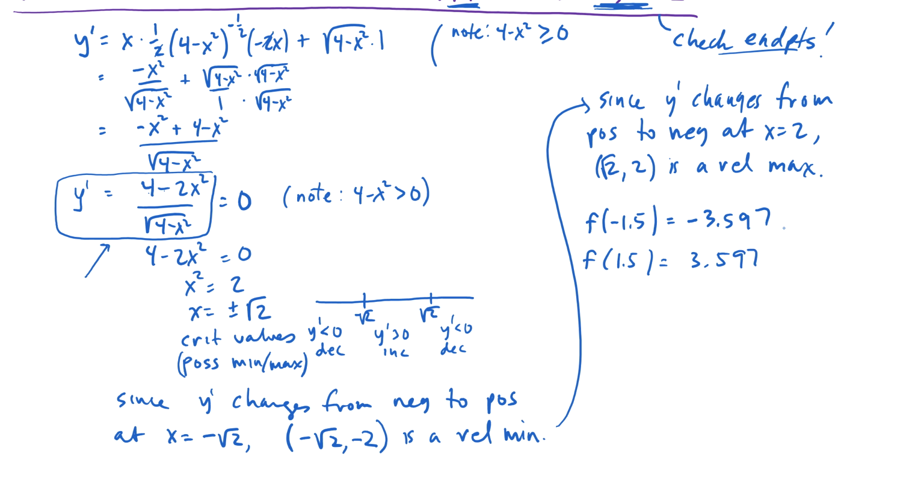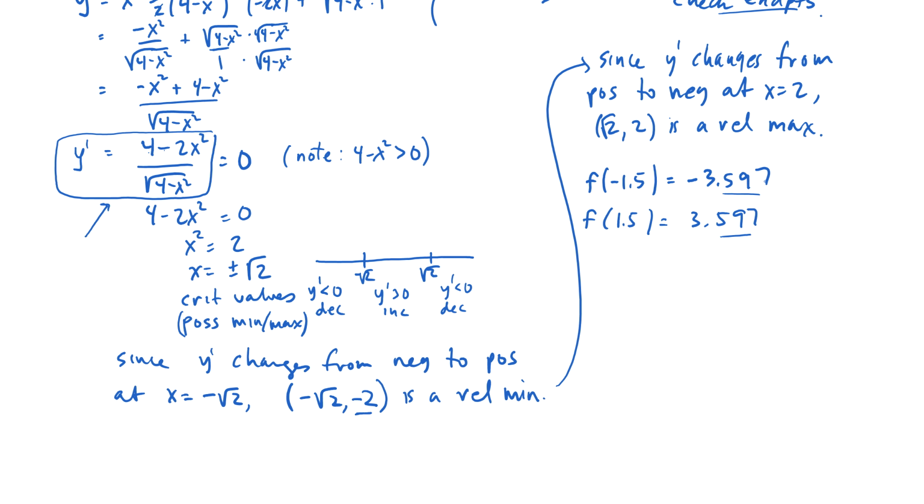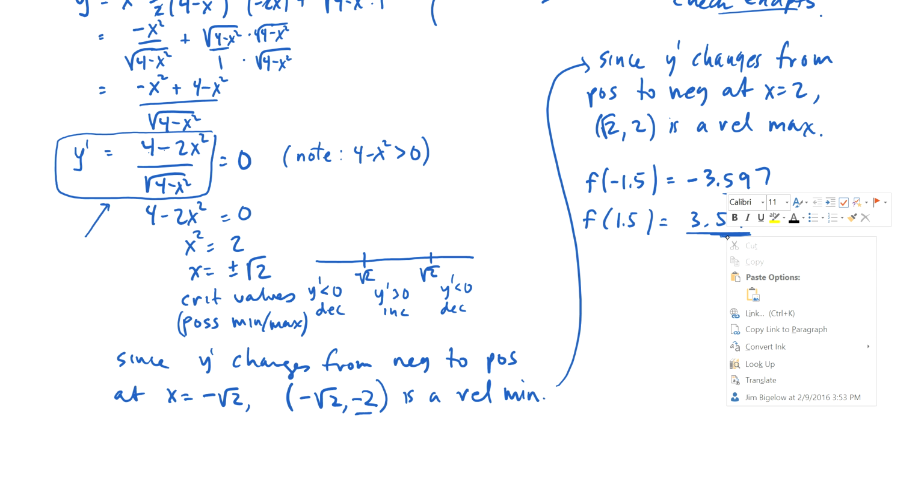First of all, notice 3 decimal places on both. You've got to do that. But also notice negative 3.597 is lower than this guy, so that's going to make that an absolute minimum. And 3.597 is greater than that, so that's going to make that an absolute maximum. Why doesn't it go any higher than this value? Because if it did, then it would have shown up as a critical value somewhere in here, which it didn't.